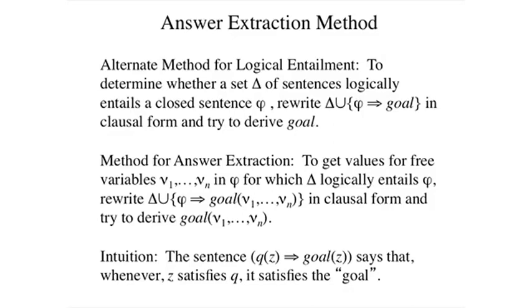Given a goal phi with free variables nu1 through nu-n, we add the goal sentence phi implies goal of nu1 through nu-n to our premise set and try to derive a clause containing just goal literals. If we manage to do this, then the arguments to the goal literal are the answers to our original question. By adding this new type of goal sentence to our premises, we're in effect saying that if anything satisfies our goal sentence, then it satisfies our goal.